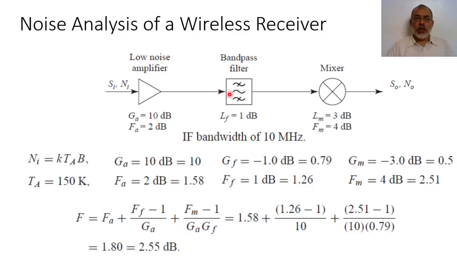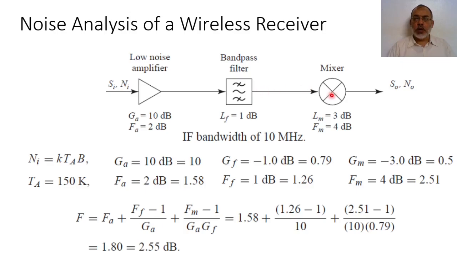This is followed by a band pass filter. Band pass filter is a passive network, so it doesn't have a gain, it has a loss factor. So the loss factor for the band pass filter is 1 dB, which means that the output power is less than the input power by 1 dB. Here the output power is greater than the input power by 10 dB.